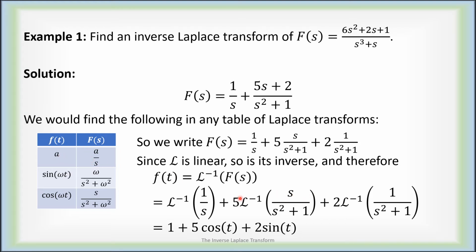If omega is 1, then here we actually have s over s squared plus 1. So the inverse Laplace transform with omega equals 1 would be cosine of t. And in our last term, 1 over s squared plus 1, that matches omega being 1, 1 over s squared plus 1 squared. So its inverse Laplace transform would be sine of t. So overall, 1 plus 5 cosine of t plus 2 sine of t is a function whose Laplace transform is the capital F we began with. In other words, this is an inverse Laplace transform of capital F.